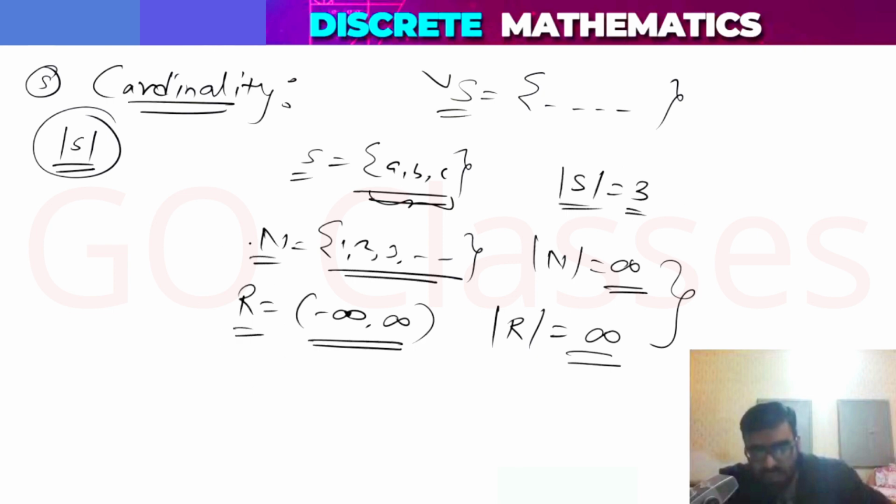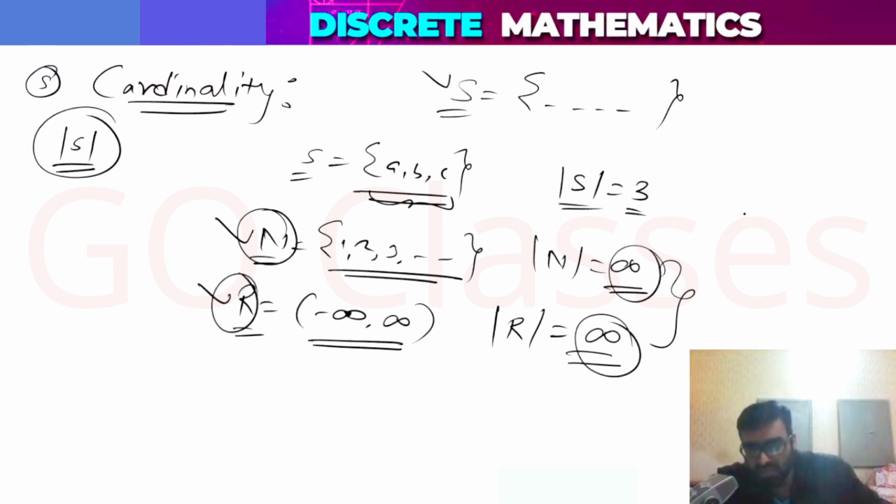Now the main confusion is that this is infinite, and this is also infinite. Can we say that the cardinality of the set of natural numbers is equal to the cardinality of the set of real numbers? This is the question, because both are infinite. Is it true or not? If it is true, then you can see one thing: many students will say that every natural number is a real number, but there are real numbers which are not natural numbers.